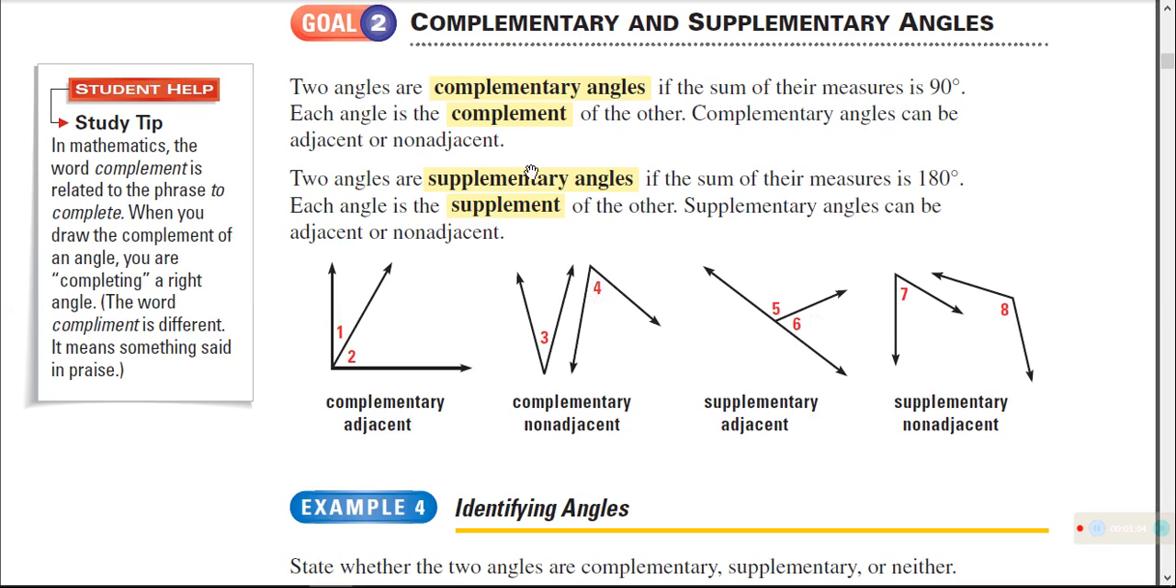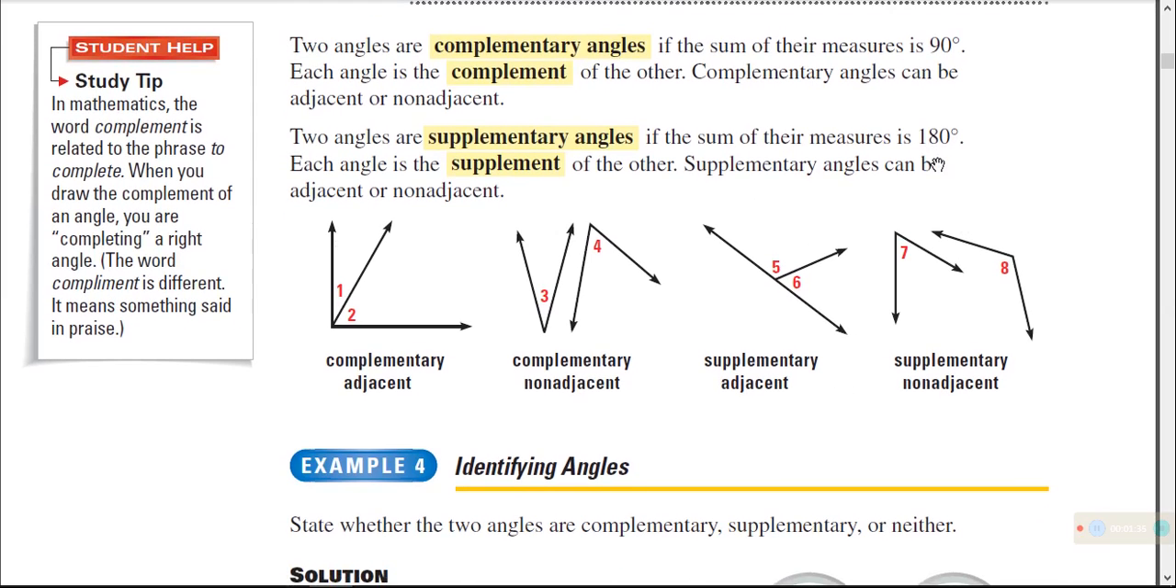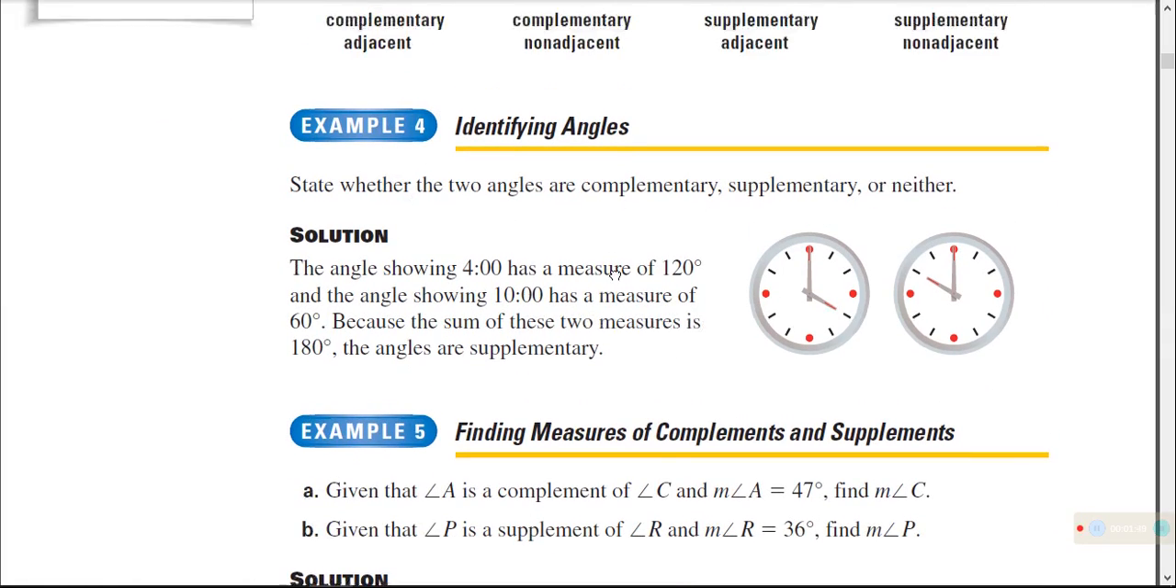Ganon din when it comes to supplementary angles. You can have supplementary adjacent angles and they will form a straight line or 180 degrees. And then for supplementary non-adjacent, again, wala silang common side. Hindi sila magkadikit. So, quick recap. Complementary angles, the sum will equal 90 degrees, and supplementary angles, the sum of the angles will be equal to 180 degrees.